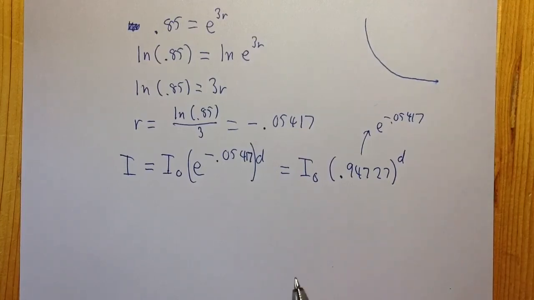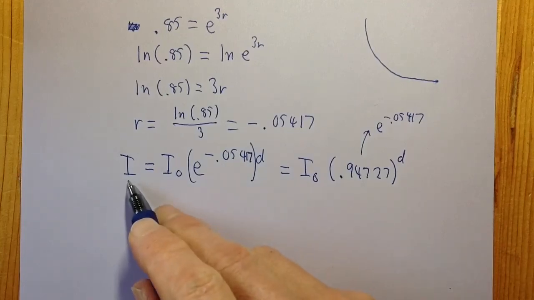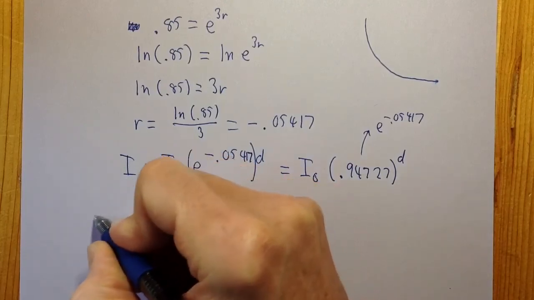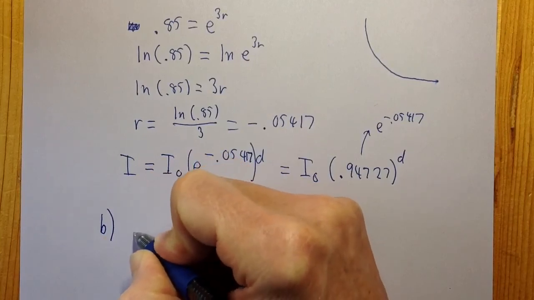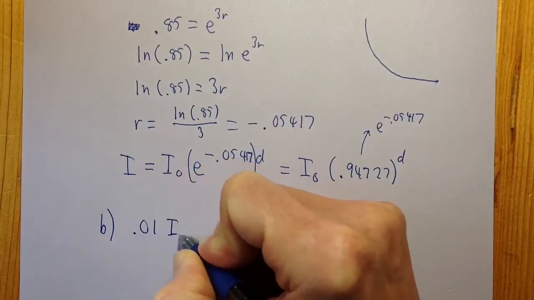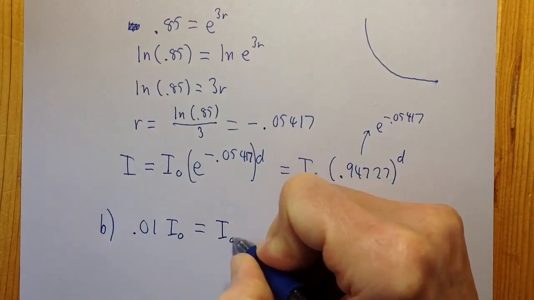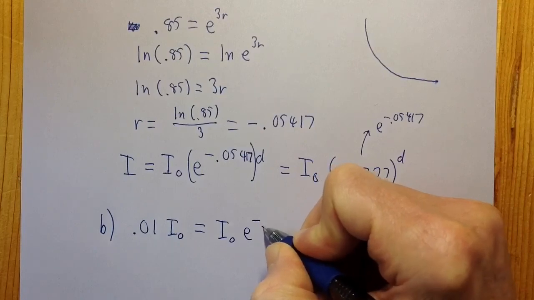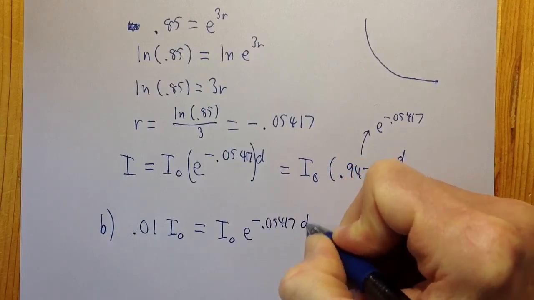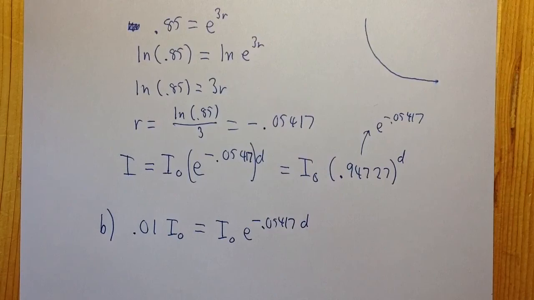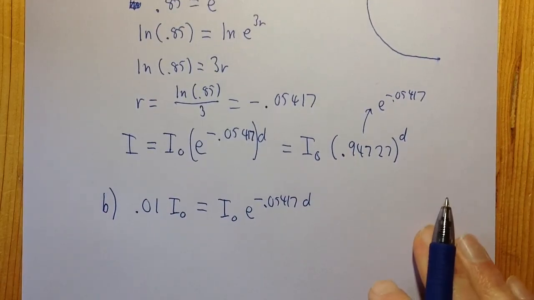On B, they say what depth will the light intensity be decreased to 1% of its surface intensity. That means I is equal to 0.01 I0. And then we just plug it into either formula we want. That's equal to I0 e to the negative 0.05417 d. I0's cancel and you solve for d. And again, you have to use natural log to get that down, and I think you guys can figure that out. Okay, so that's the idea.